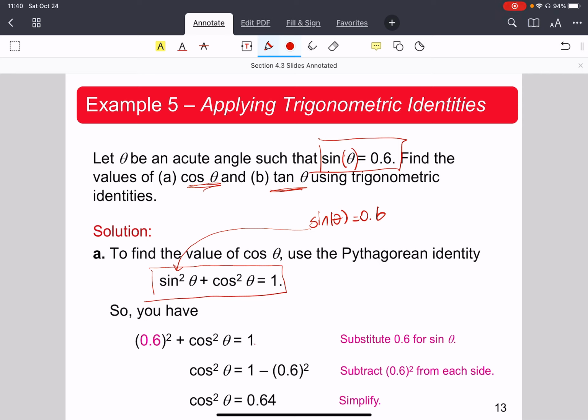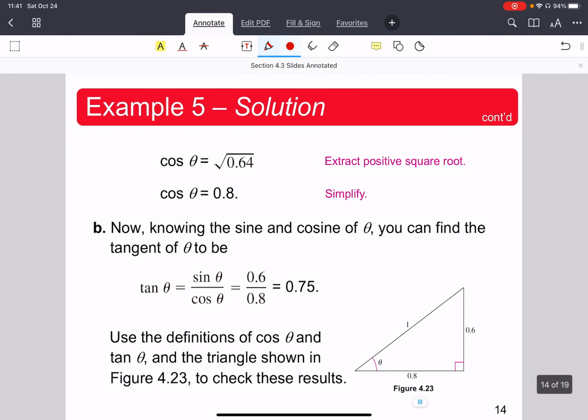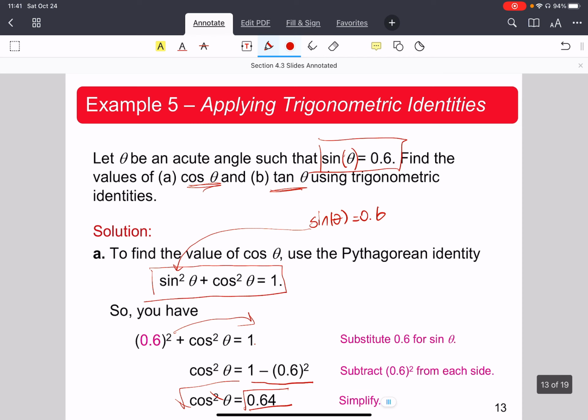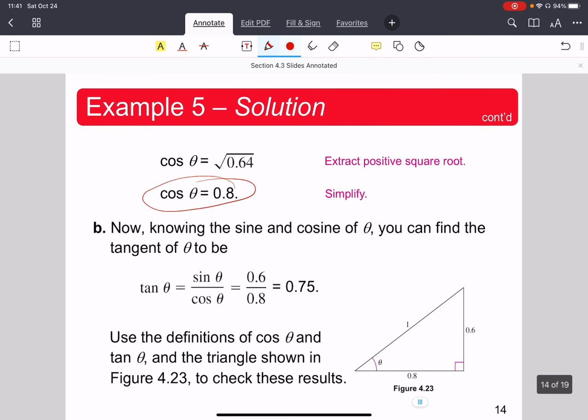So we do that, and then 0.6 squared, we can move to the other side so we can isolate cosine. Cosine squared becomes 1 minus 0.6 squared, which is 0.64. We take the square root of both sides to cancel out the square. The square root of 0.64 is 0.8, and that's going to be my cosine value. Now I need to find my tangent, which is the next component of the question. To find tangent, I'm going to do sine theta divided by cosine theta, and because sine is 0.6 and cosine is 0.8, it's going to be 0.75.